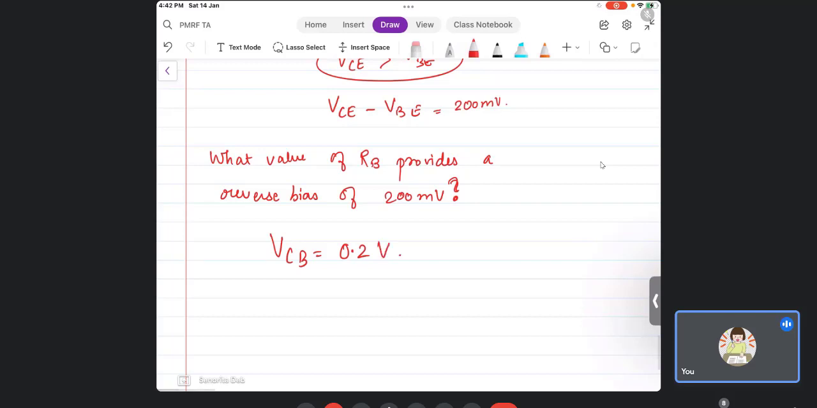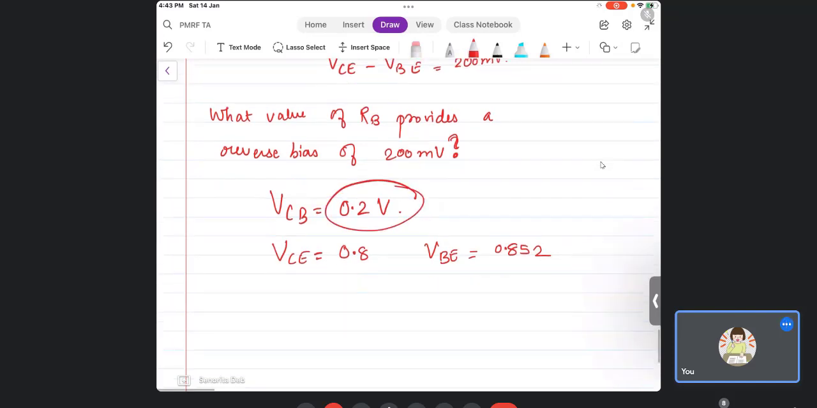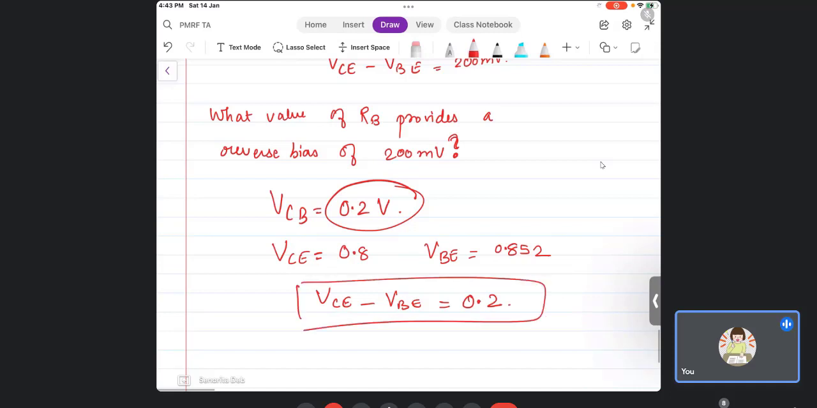Earlier in the problem, we saw that VC is 0.8 and VB is 0.852, and I was saying that there is no margin here. It is on the edge of saturation. But now I want a margin of 0.2. That means now VCE minus VB will be 0.2. So what value of RB ensures that? How will I solve this now? Anybody?